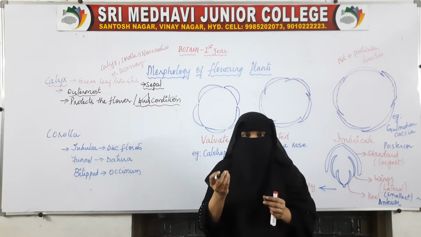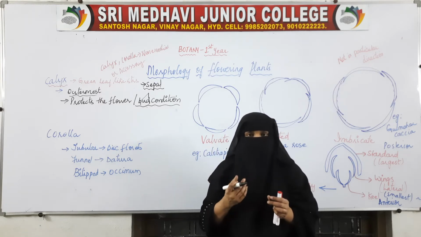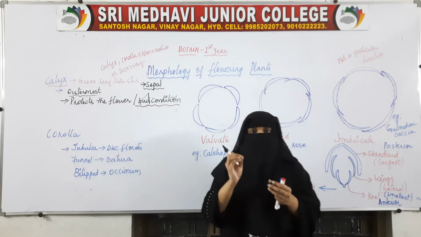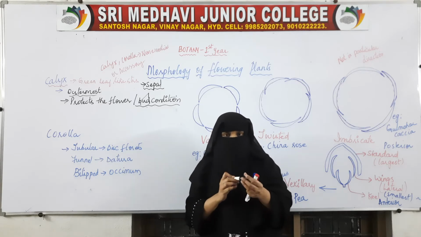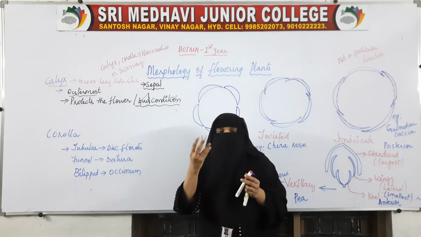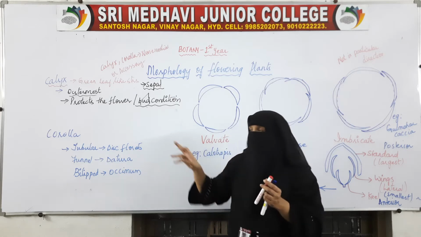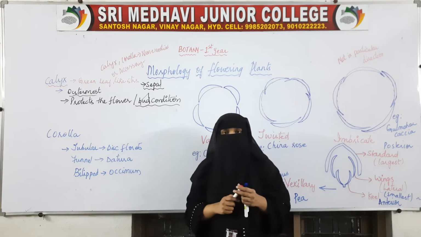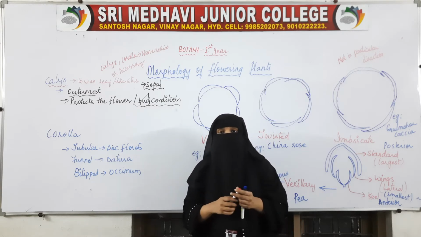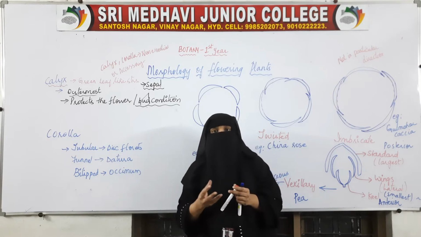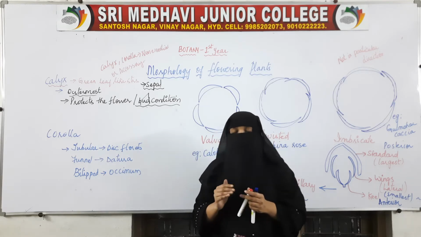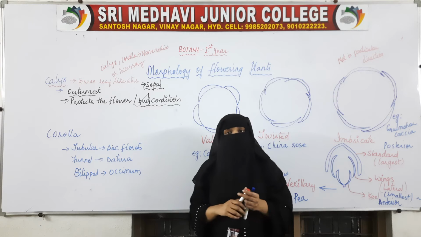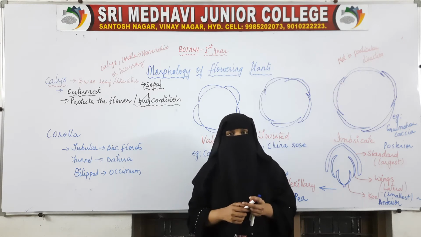Before it becomes a flower, it is in the bud stage. When the bud blooms, it changes into a flower. In the bud condition, the inside parts of the flower are enclosed by the sepals. So the major function of calyx is to protect the interior parts of the flower when it is in the bud condition.